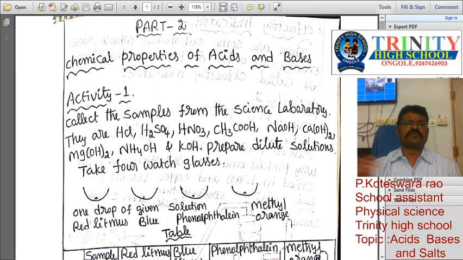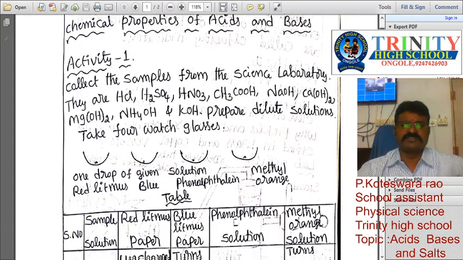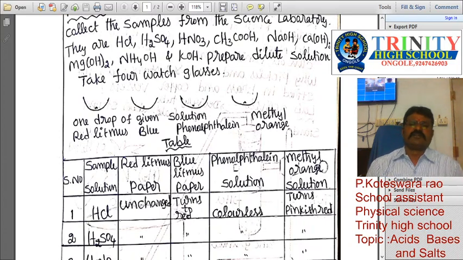Okay, in this session, what we learned already, shall we recall? Chemical properties of acids and bases. In activity 1, we took different types of samples: HCl, H2SO4, HNO3, acetic acid, NaOH, Ca(OH)2, Mg(OH)2, NH4OH and KOH. We prepared diluted solutions and collected 4 watch glasses. We add one drop of one sample in each of the 4 watch glasses.